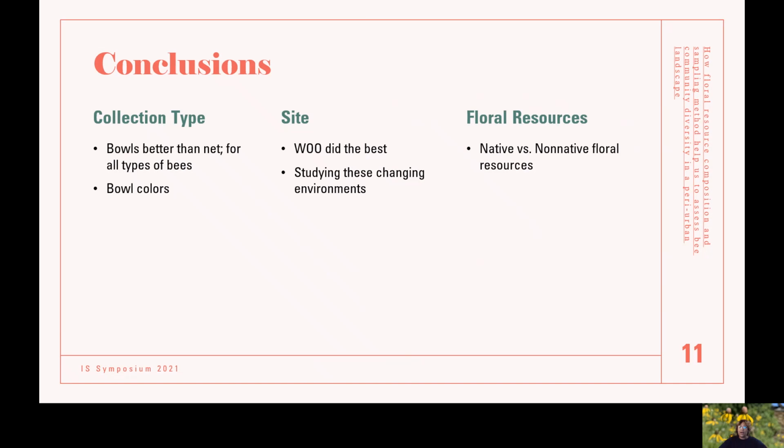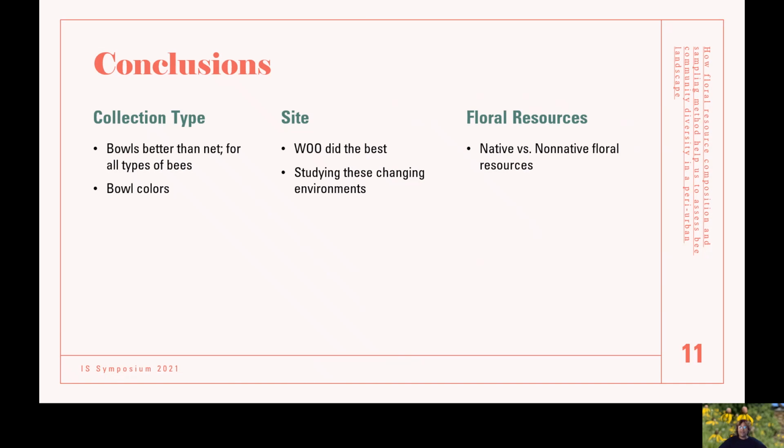It also shows us that having all bowl colors is very important, because I had white, blue, and yellow fluorescently painted bowls, and no color did significantly better than any other. For my site, we see that Worcester did the best, which is very exciting, as we just started that this summer, and it shows the significance of studying these quickly changing environments.